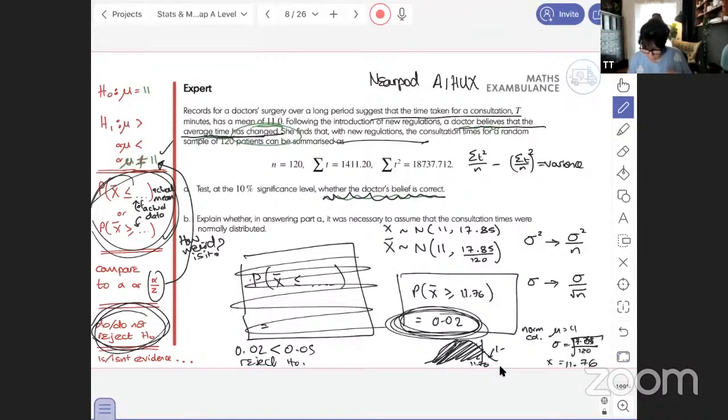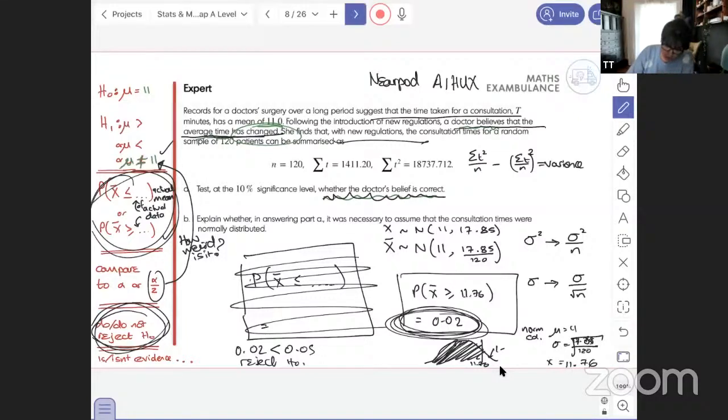Explain whether in answering part A it was necessary to assume the consultation times were normally distributed. What did we do in part A? We tested that normally distributed as opposed to what? As opposed to distributed how? Yeah, I don't know what that one's going on about, part B. I'd have to look at the answers. This is in the course. The wordy ones are just so hard to pin down exactly what they're asking for.